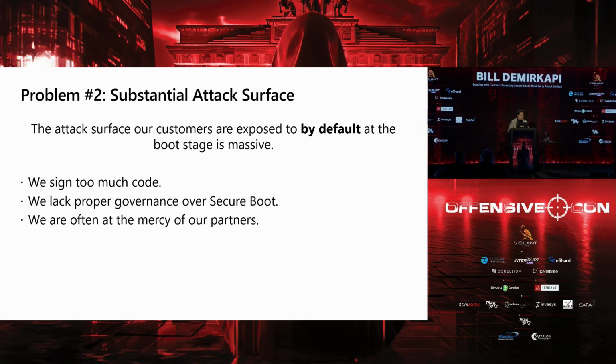The second big problem is just the attack surface. There's so much code that is signed with the UEFI CA. We also lack proper governance over secure boot. When it comes to revoking, just as an example, that variant problem is a really serious issue. And unfortunately, we're also often at the mercy of our partners. For example, a vast majority of our customers will never use Linux in their life, and a lot of Linux users will never use Windows in their life. But we're still exposing ourselves, or each other, to our attack surfaces. I really do ask, why is this okay?